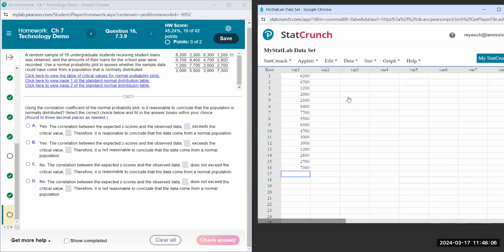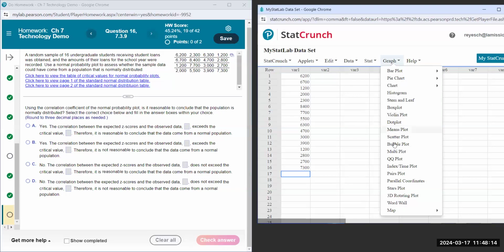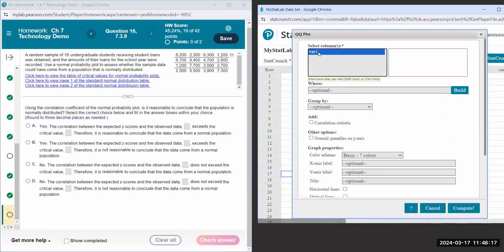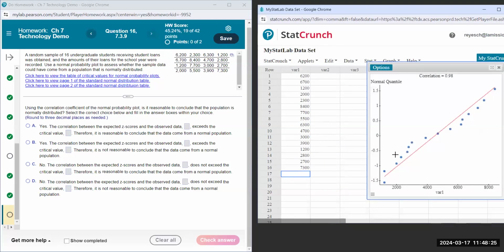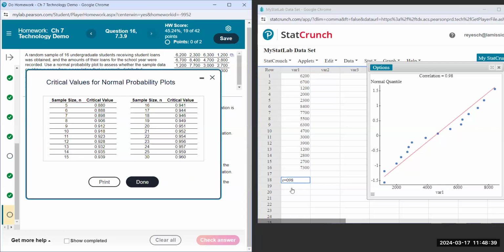Again, I can look at the box plot and make sure there's no outliers here. I can look at the QQ plot, make sure that condition is met. So QQ plot, correlation coefficient. I'm going to put the normal quantiles on the x-axis as well. I just like to see the z values here and the loan amount here. So yeah, everything looks pretty lined up. It's 0.98. So R equals 0.98. And I already forgot what the value was for 16, the critical value. So critical value equals 0.941.